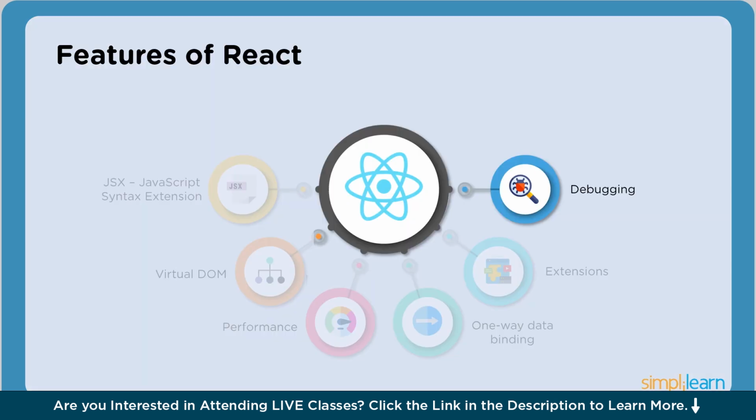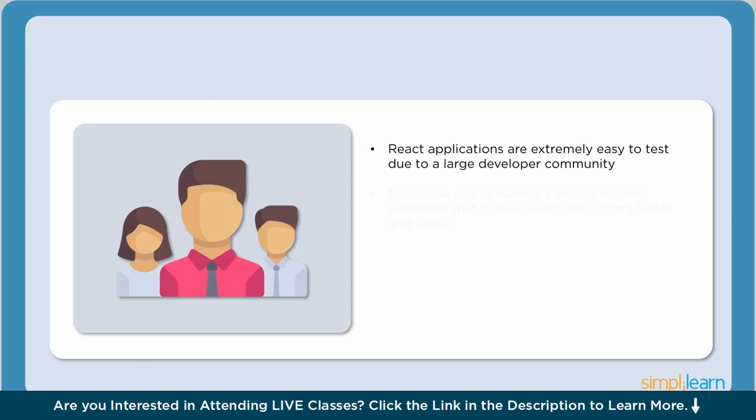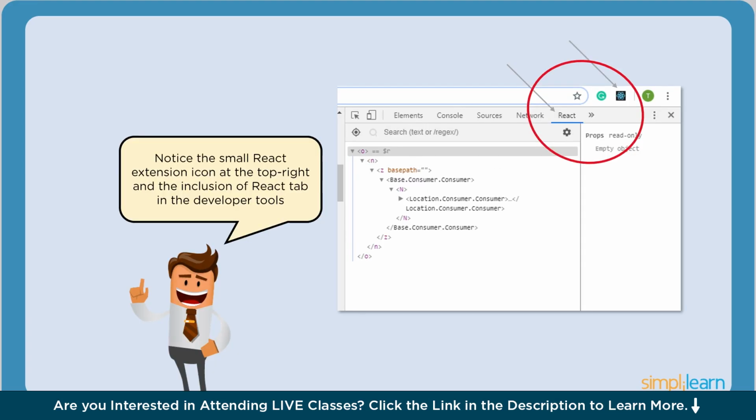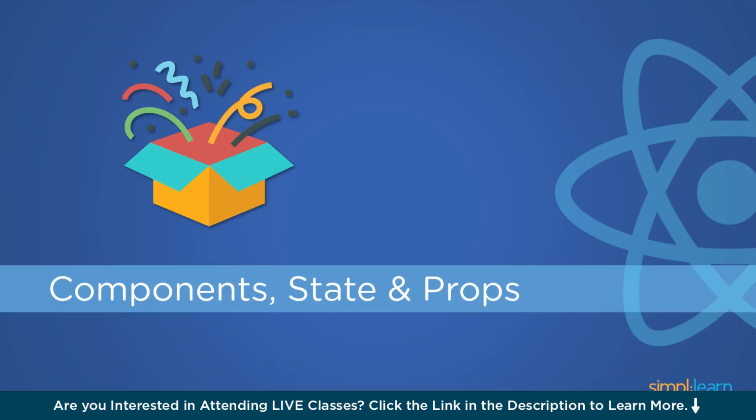The last feature of React is debugging. React applications are easy to debug thanks to the large and active developer community. You can practically debug React codes within your browser. Now notice the small React extension icon at the top right corner. This developer tool allows the user to inspect the code and also easily debug it. Moving on, let's learn about the building blocks of React.